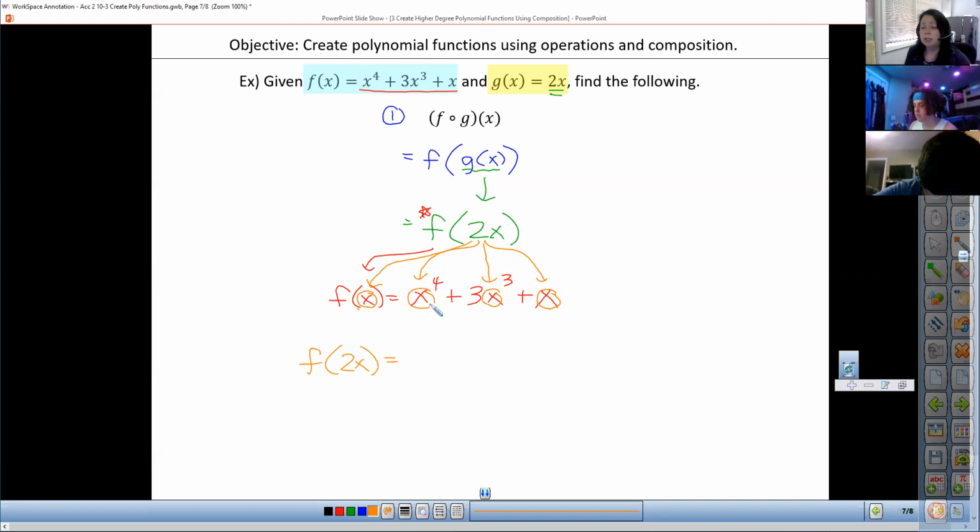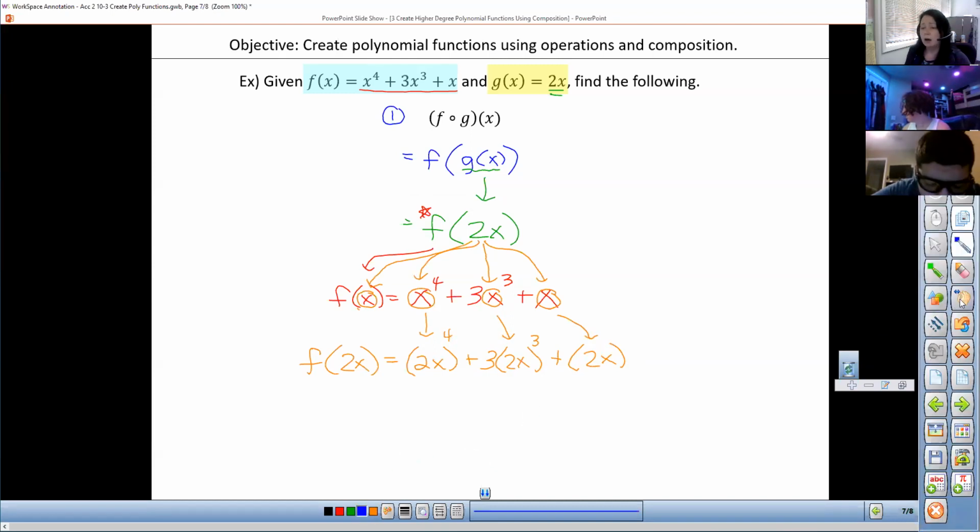Now, anytime you do a substitution, you should put parentheses around the new quantity. So I have in parentheses 2x, and that is being raised to the 4th power, plus 3 times in parentheses 2x, which is being raised to the 3rd power, plus in parentheses 2x. So here, there, and there. X became 2x in this problem. Now I've got it all, I've done my substitution, so I've set it up.